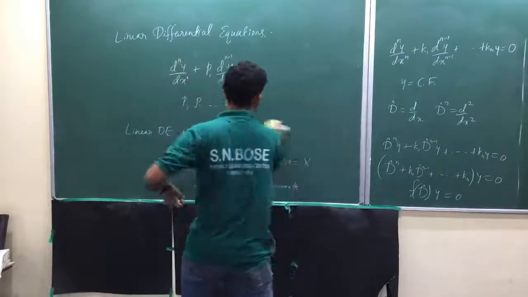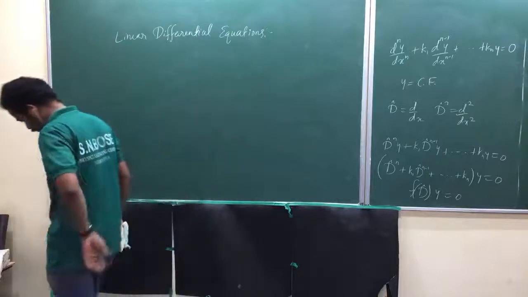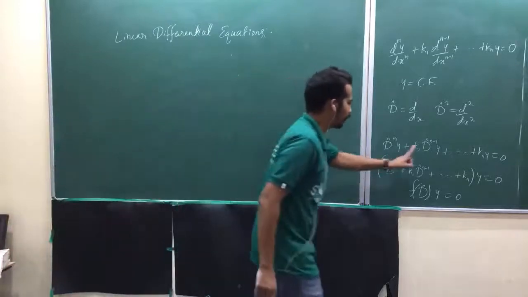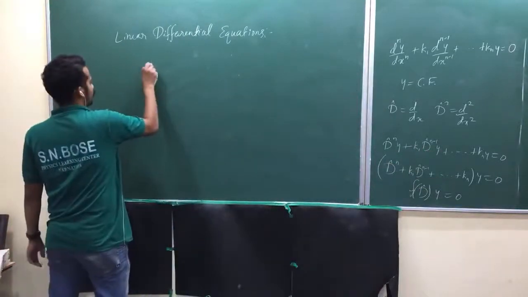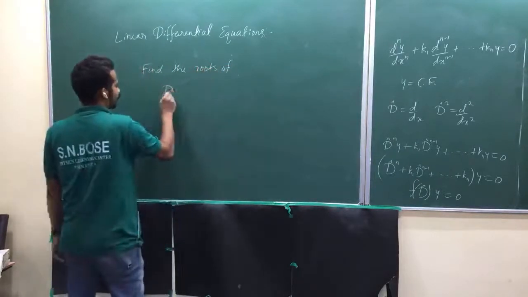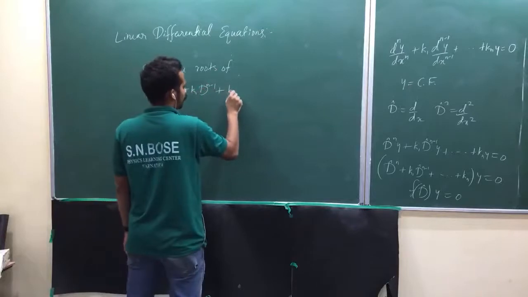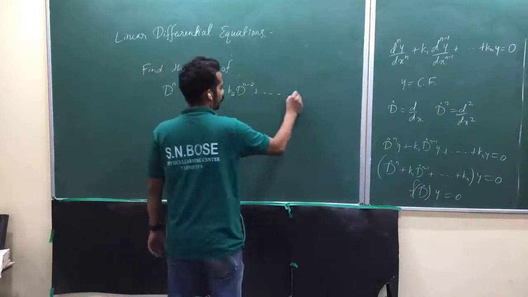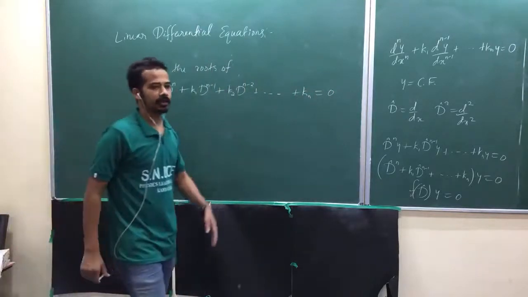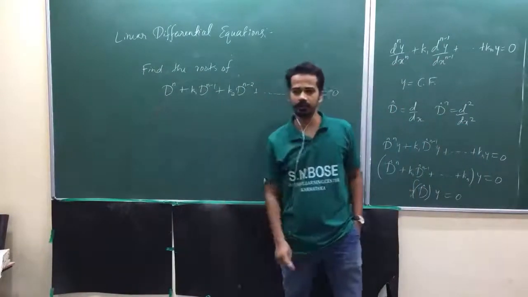Now what you have to do here is find the roots of this equation: D^n + k1 D^(n-1) + k2 D^(n-2) + and so on up to kn = 0, by treating D as one variable. Is that okay? Now this is nothing but one polynomial in D, am I right?